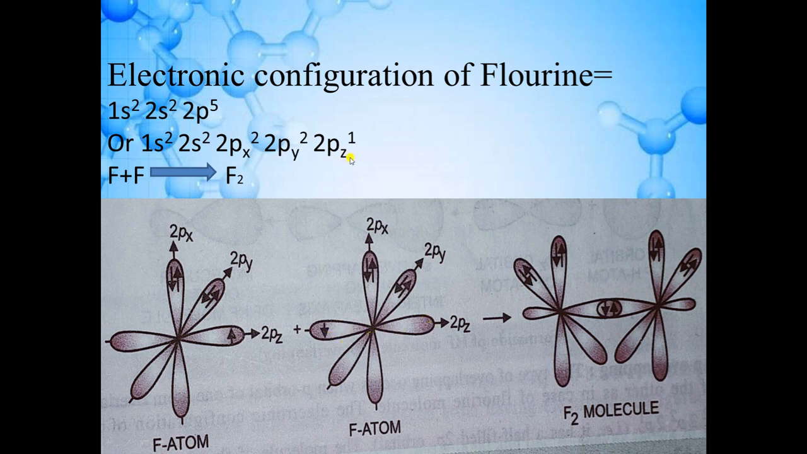Now in 2pz, 1 electron is present. That means it is partially filled. In the first fluorine atom also, in 2pz, only 1 electron is present. So what will happen? Now there will be pairing of these two electrons. And how will the pairing take place? By overlapping of the 2pz and 2pz orbitals. By partial overlapping of these orbitals, there will be formation of a covalent bond and the F2 molecule will form. So this is how a covalent bond is formed.